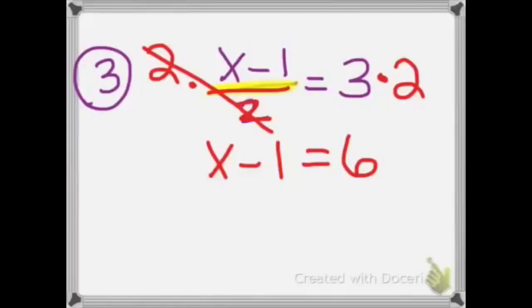Now, step 3 says add or subtract the term without the variable. That would be the negative 1. So let's add 1 to both sides of the equation. x plus 0 equals 7. So the answer is 7.